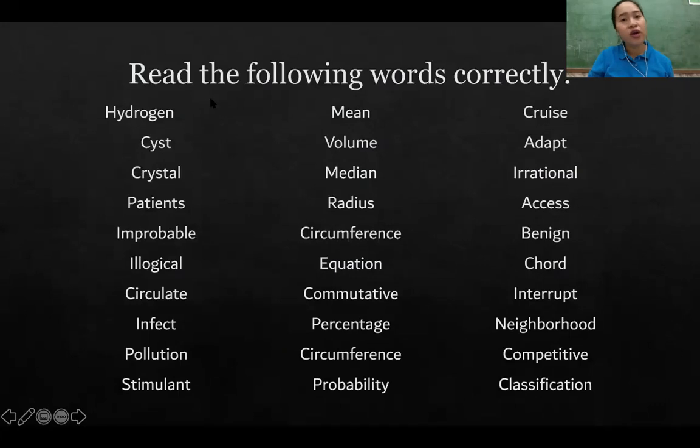Before we proceed, we are going to read the following words correctly. First, I want you to repeat after me. Hydrogen. Okay, very good. Next, cyst. Crystal. Patience. These words are actually found on page 42, activity letter C.